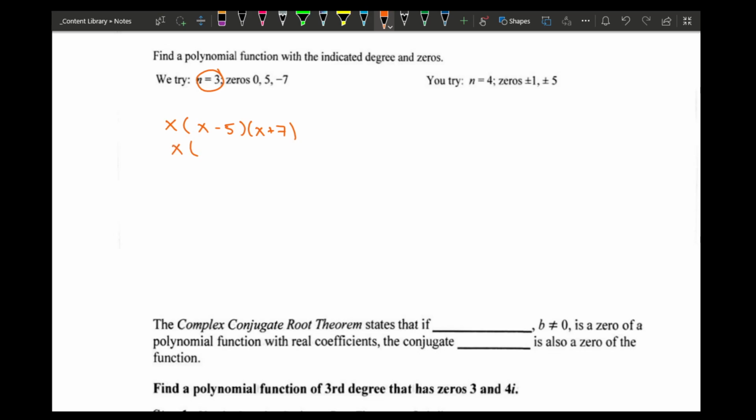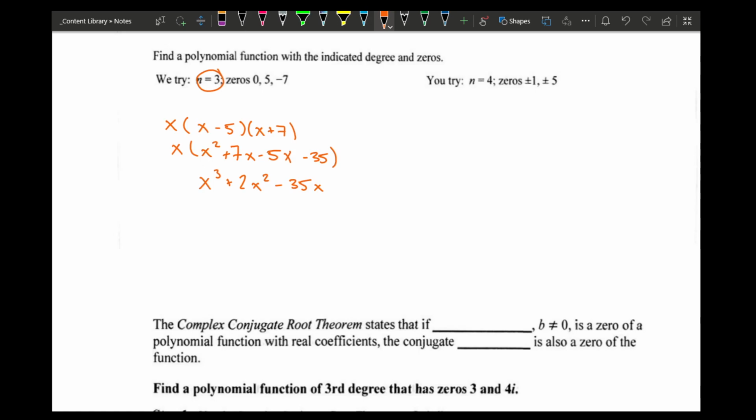So the fancy math teacher: x times x squared, x times 7 is 7x, negative 5 times x is negative 5x, negative 5 times 7 is negative 35. Then distribute my x across. We'll get x cubed, so it's degree 3. That works. Plus, let's see, 7 minus 5 is 2, so it's 2x squared. And then minus 35x. And that's it. All right.